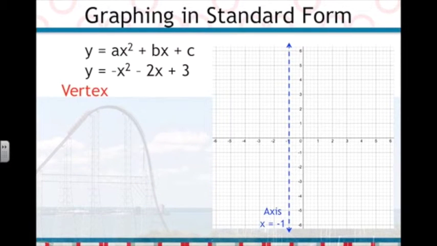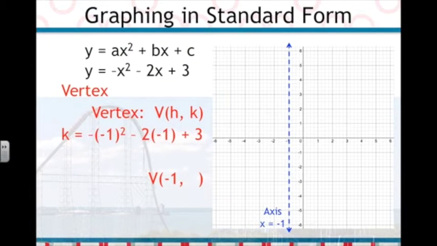Next, we need to identify the vertex of the parabola. To do this, we can use h and k to represent the coordinates. We already know what h is from finding the axis of symmetry. So we know the vertex is the point negative 1, something. To find k, the y-coordinate, we can just substitute negative 1 in for x and solve the equation k equals a negative 1 squared minus 2 times negative 1 plus 3.